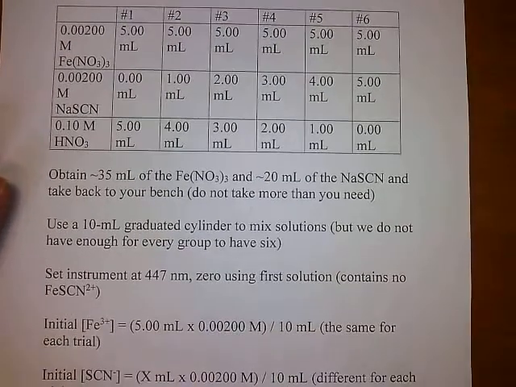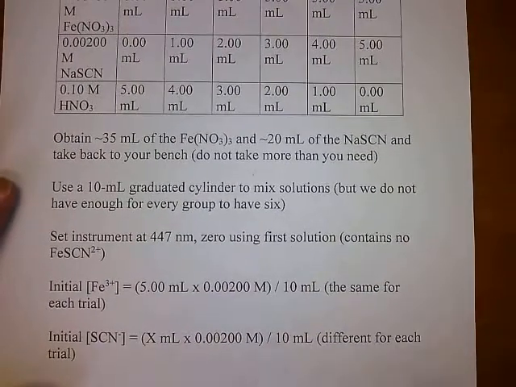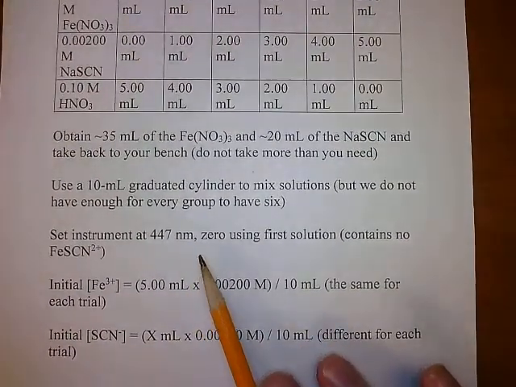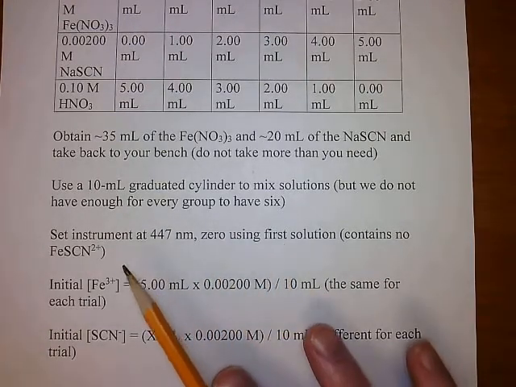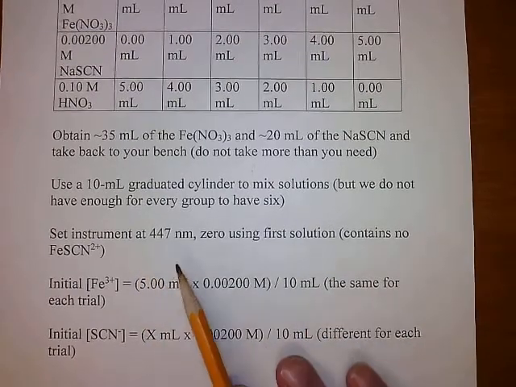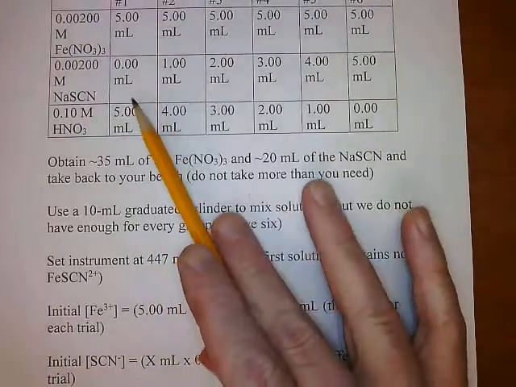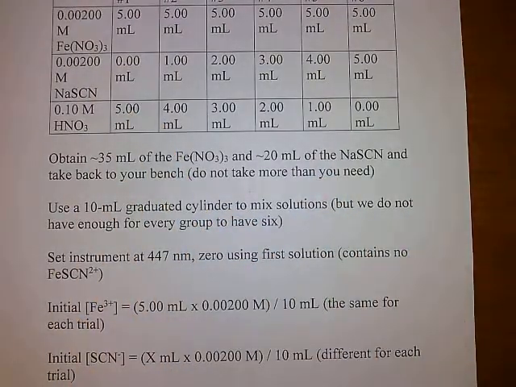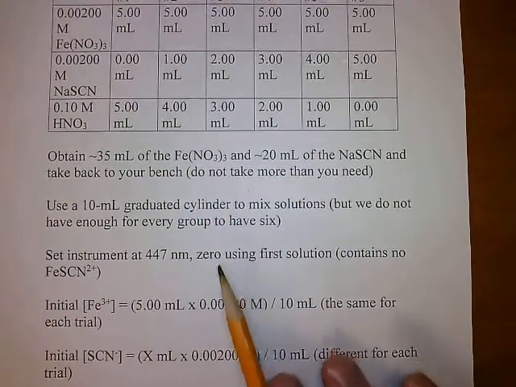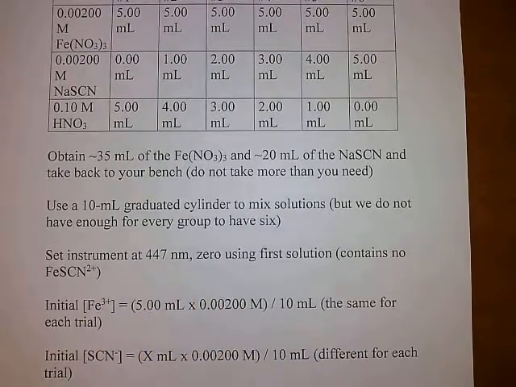So again, we're going to set the instrument for 447 nanometers, 0 using the first solution, because the first solution contains no iron thiocyanate, right? Because we're not putting any sodium thiocyanate into the first tube, right? So you can't form any of the iron thiocyanate complex if you don't put any thiocyanate in. One more time, you zero with this tube.